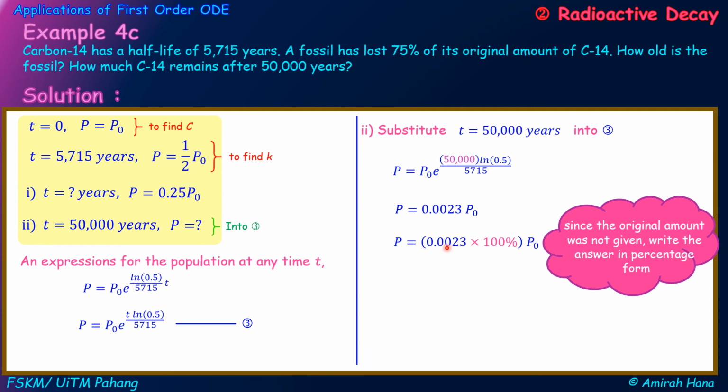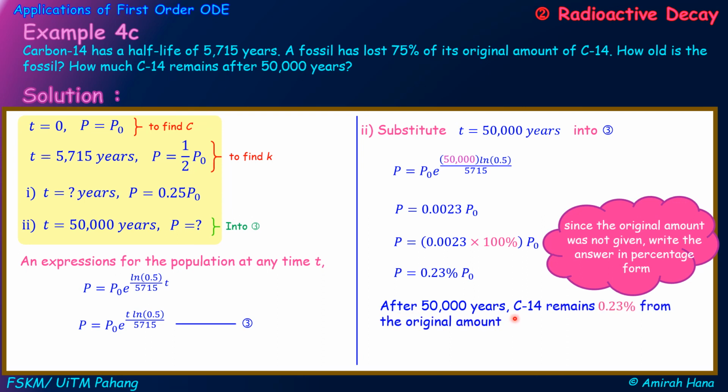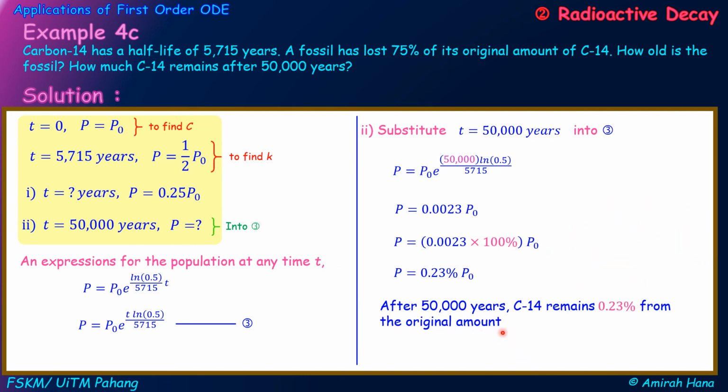But we need to read in terms of percentage form, right? So after that, we have P equals 0.23% P naught, right? Then we can write after 50,000 years, C14 remains 0.23% of the original amount. Right? This is the final answer. We write in the form of percentage because the original P was not given.